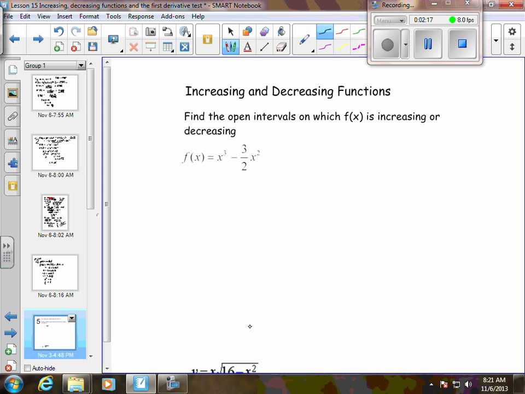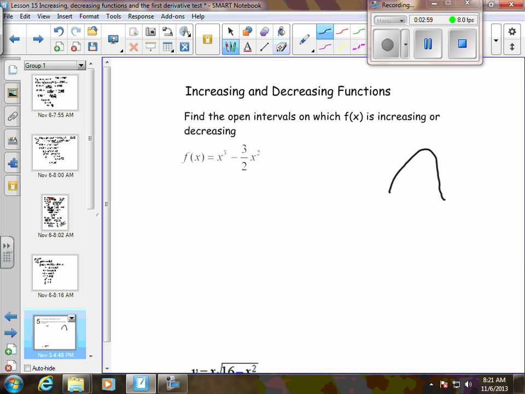So moving into section 4.3, increasing and decreasing functions, and the first derivative test. Today we're going to discuss the increasing and decreasing functions, and we'll get into the first derivative test the next time we meet. Find the open intervals on which the function is increasing or decreasing. If we had the graph of the function, it would be easy enough to look at it and see where it's increasing or where it's decreasing. But we're going to do this from the function.